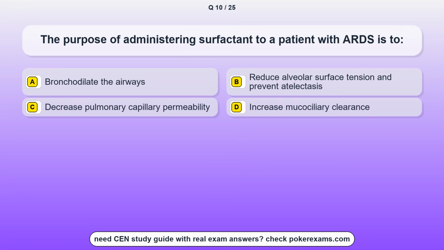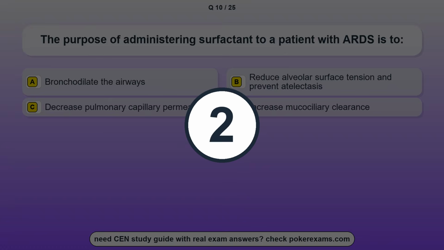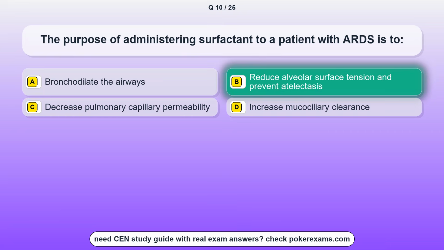Question 10. The purpose of administering surfactant to a patient with ARDS is to: Option A. Bronchodilate the airways. Option B. Reduce alveolar surface tension and prevent atelectasis. Option C. Decrease pulmonary capillary permeability. Option D. Increase mucociliary clearance. The correct answer is option B. Reduce alveolar surface tension and prevent atelectasis.